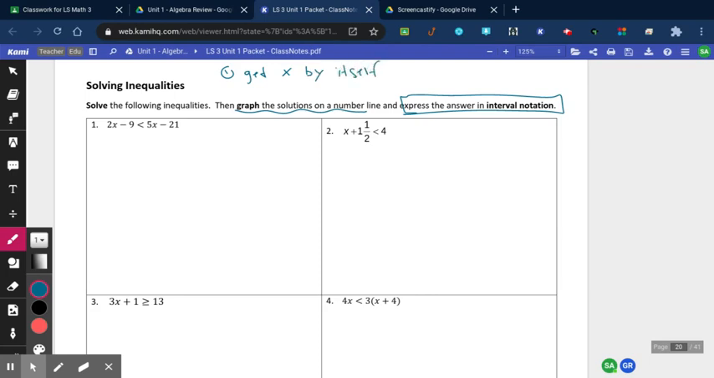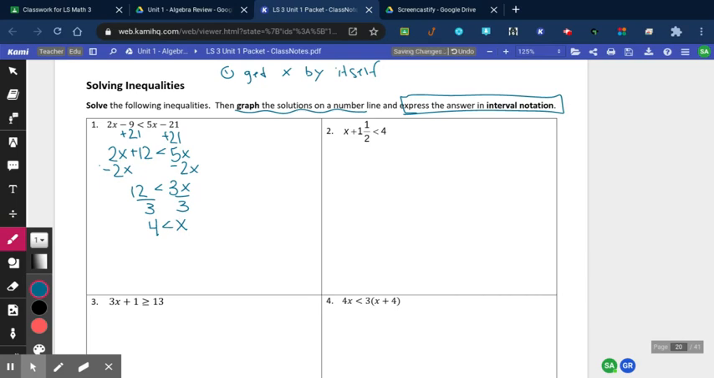So what I'm going to do in number 1 is I'm going to try to get x on one side of the inequality. So I'm going to add 21 here. Okay, and I'm going to have 2x plus 12 is less than 5x. Then I want to subtract the 2x to the other side, right? So 12 is less than 3x. Now let's just solve for x like we would with an equation, right? I would divide by 3. So 4 is less than x.